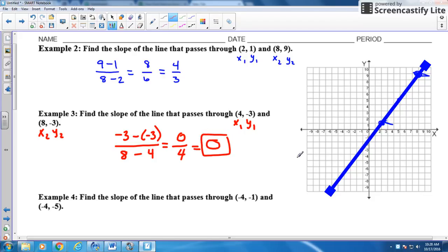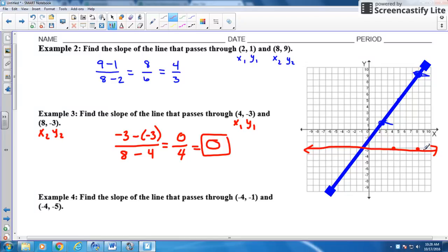Zero slope means it's going to be a horizontal line. And if we plot these points, you would see that. So 4, -3 is here, and 8, -3 is here. And I can do a horizontal line a tad bit better. But you could see that that is a horizontal line. So zero slope is a horizontal line. You can almost even picture it too.